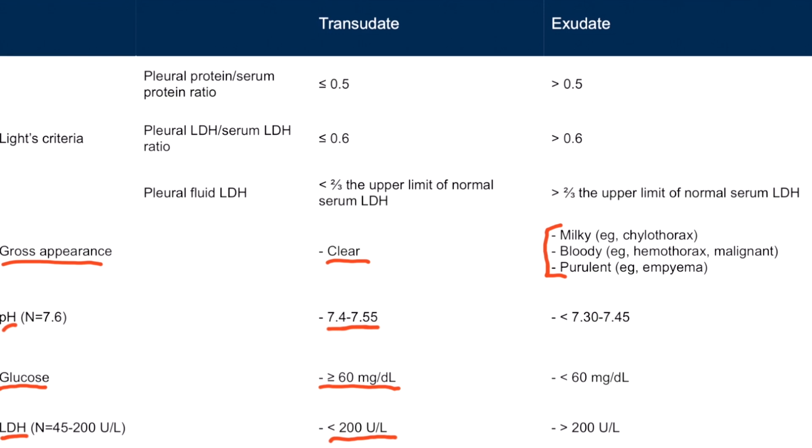The pH of exudative pleural effusions is usually less than 7.3 to 7.45. A glucose content of less than 60 indicates an exudative effusion. This is because low glucose content indicates the presence of bacteria which consume the glucose in the fluid. An LDH of more than 200 indicates an exudative effusion. This may seem like a lot, but this is actually very high yield, so I highly recommend that you memorize this information.